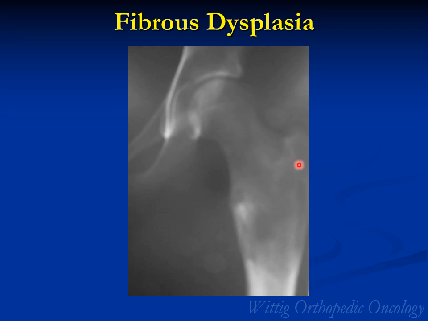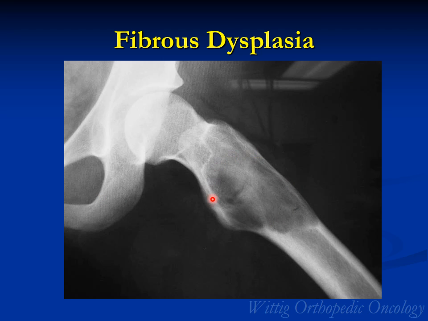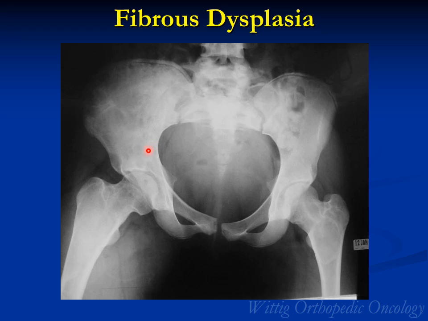A case of fibrous dysplasia located centrally within the bone. Another case of fibrous dysplasia where there was a pathological fracture. The fibrous dysplasia is located centrally within the bone. It has a ground glass appearance. It looks as though somebody took a pencil eraser and smudged these trabeculae, and that's the pathognomonic radiological finding for fibrous dysplasia. It has a ground glass appearance. Another example of fibrous dysplasia centrally within the bone.